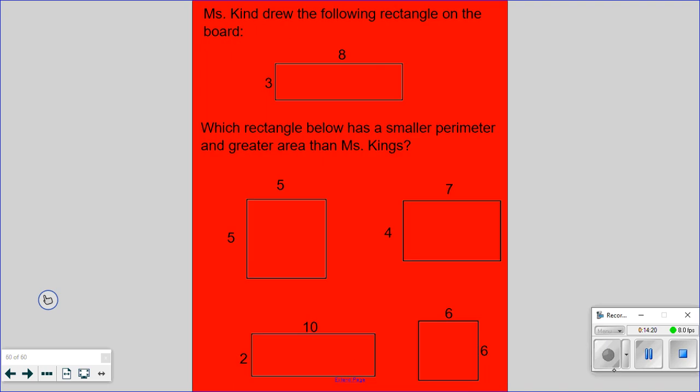All right, here's our problem. Oh, I wrote kind instead of king. Miss King drew the following rectangle on the board. You have the same one on your paper. Which rectangle below has a smaller perimeter and a greater area than Miss King's?